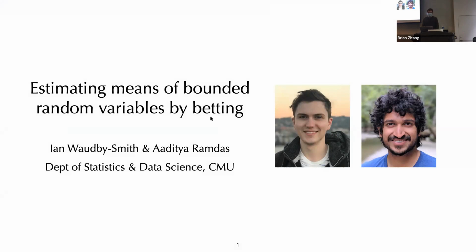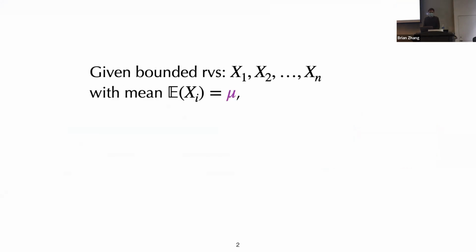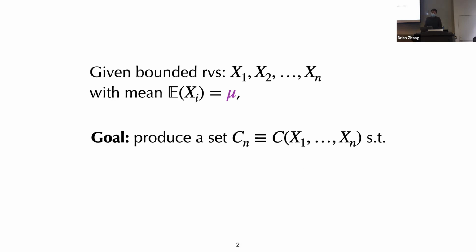So consider the following problem. Given bounded random variables x1 through xn with some common mean mu, the goal, broadly defined, might be to produce a set Cn, which is a random set. It's a function of x1 through xn, such that the probability that this value mu is not in Cn is at most alpha. Think about alpha as something small like 5%.